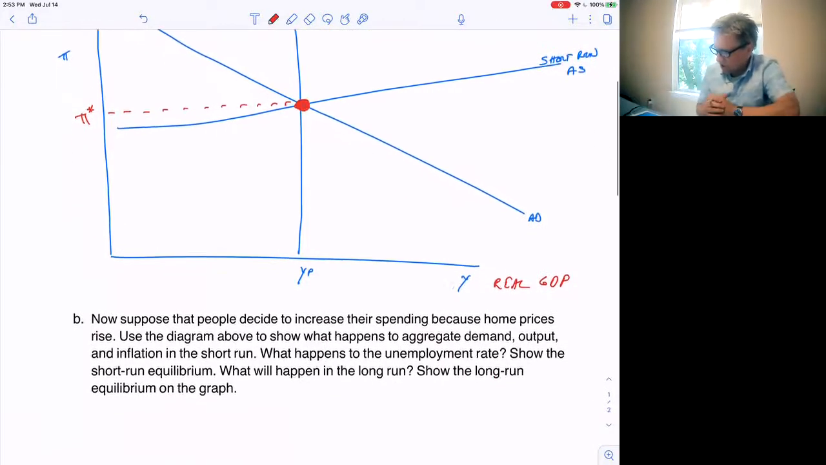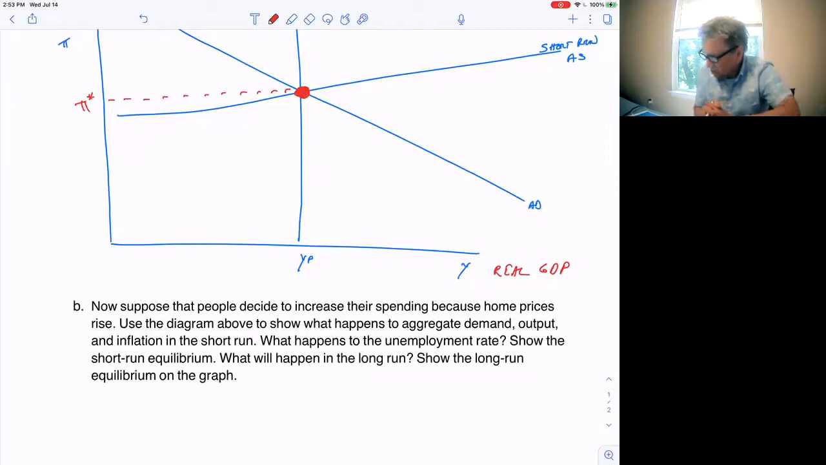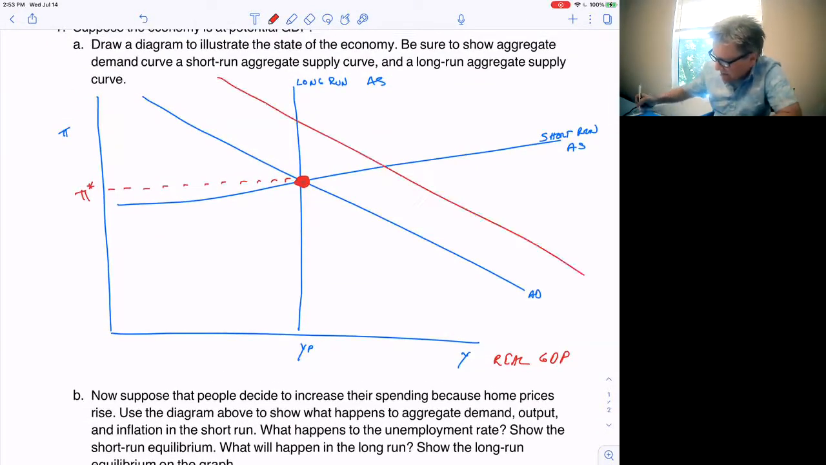Now, suppose people decide to increase their spending because home prices rise. So home prices go up for whatever reason, and people feel wealthier. And there's this wealth effect. The more wealth people have, the more they start spending. So that would make consumption spending go up, which makes aggregate demand go up, because a lot of aggregate demand is consumption spending. Aggregate demand increases, and we get a new aggregate demand curve that shifts out here to the right.